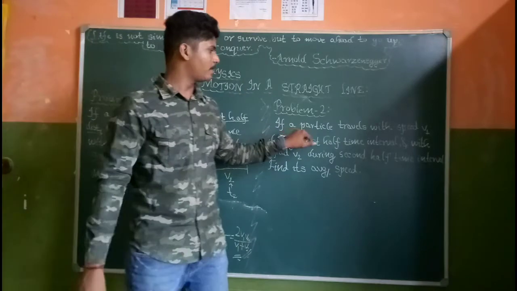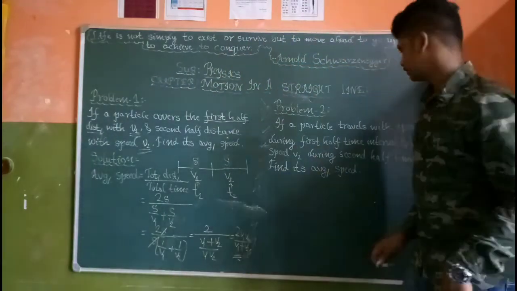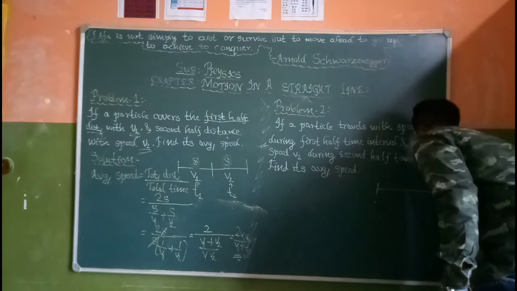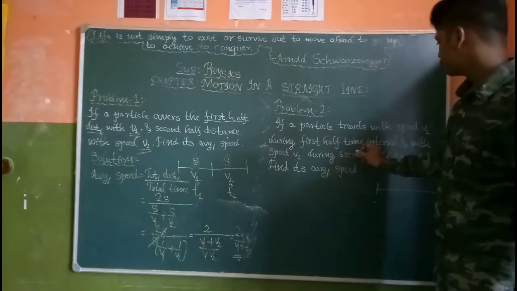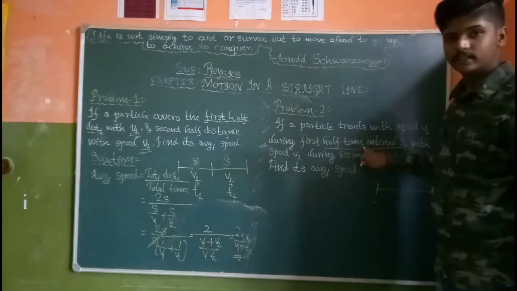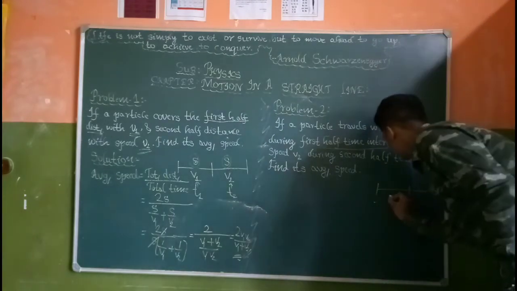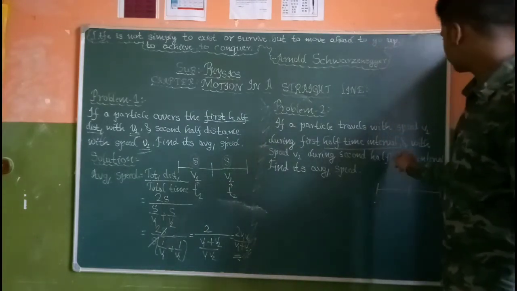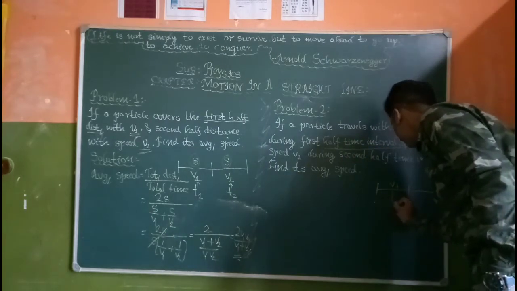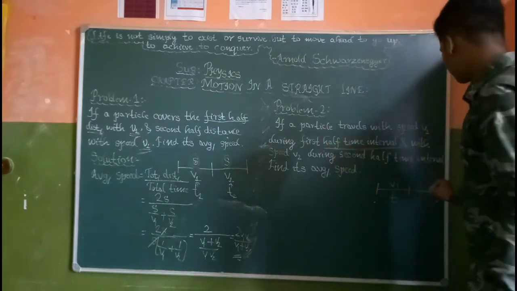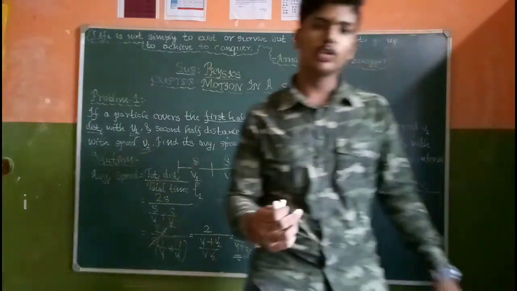Here the given is, if a particle travels with speed v1 during the first half time interval, I will write the figure. Half time interval, not distance. So you consider t and t as the time. In the first half time interval it has covered with speed v1, and with speed v2 in the second half time interval. Okay, this is the diagram. They have asked you to find the average speed.